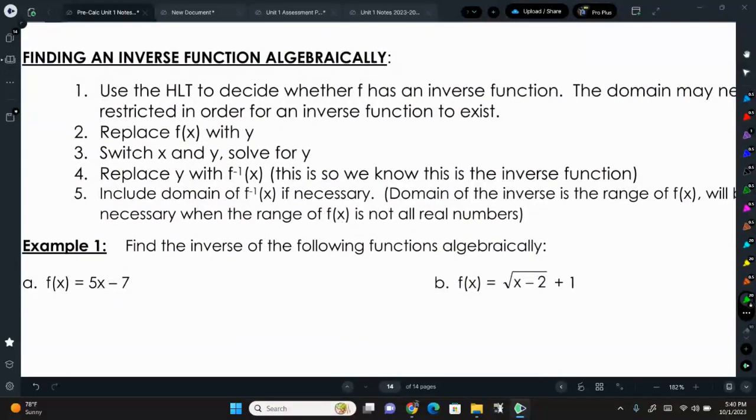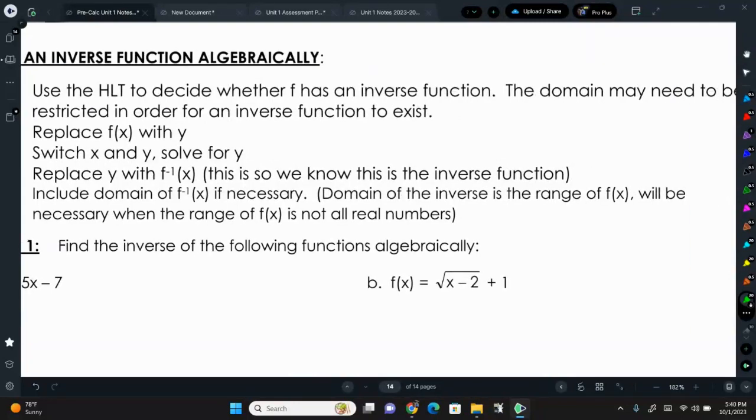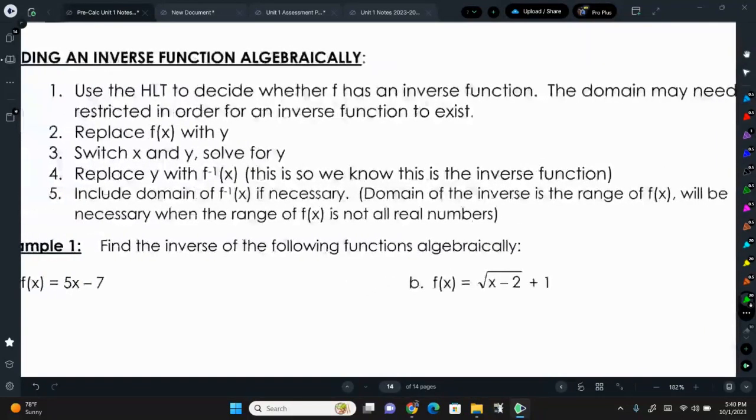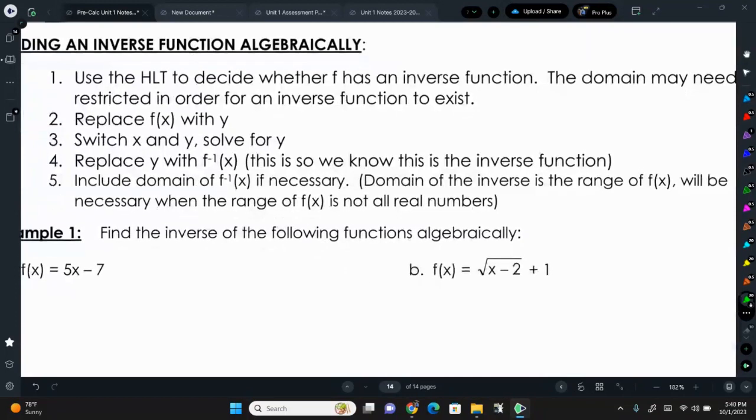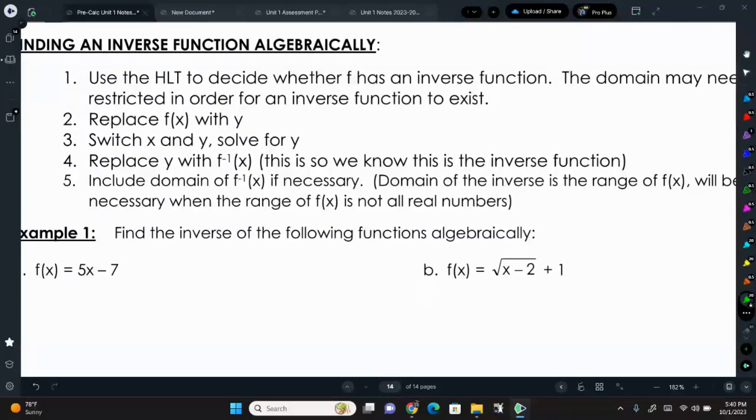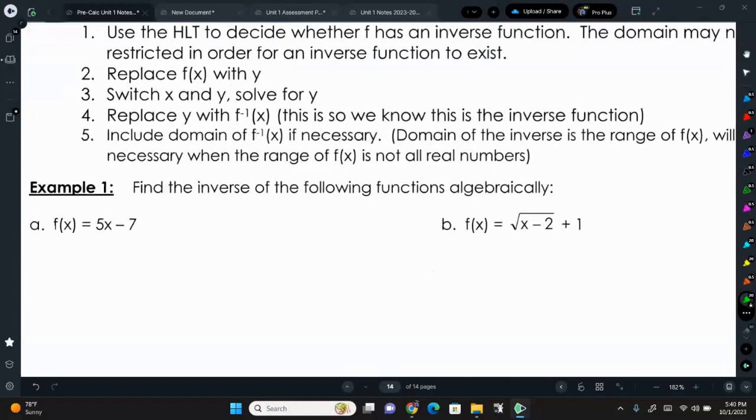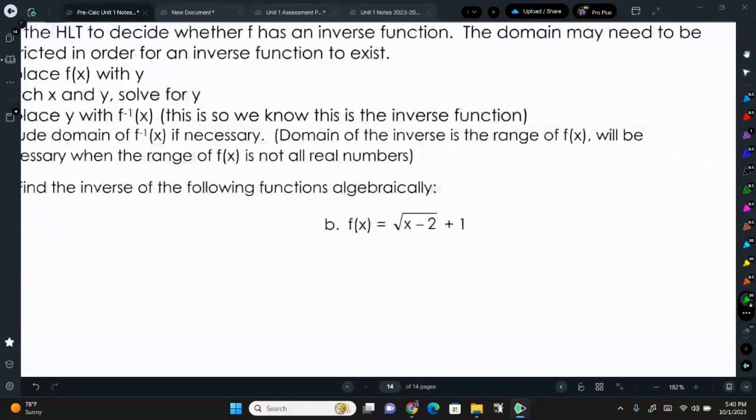So we're going to use a horizontal line test to determine whether the inverse is a function. The domain may need to be restricted for the inverse to exist, and we'll talk about those. We're going to replace f of x with y, switch x and y, and then solve for y, and then replace it with the inverse notation, and then include any restrictions on the domain if necessary.